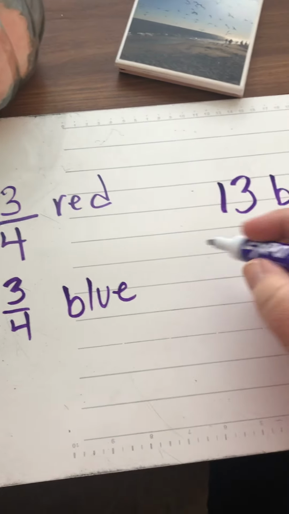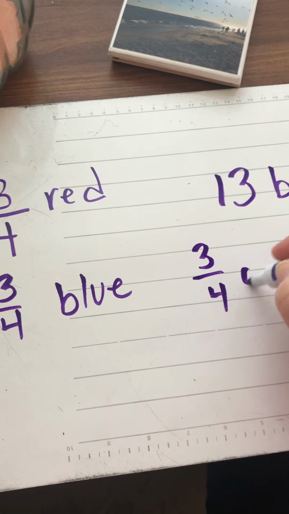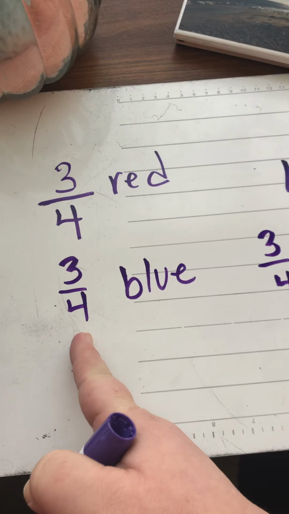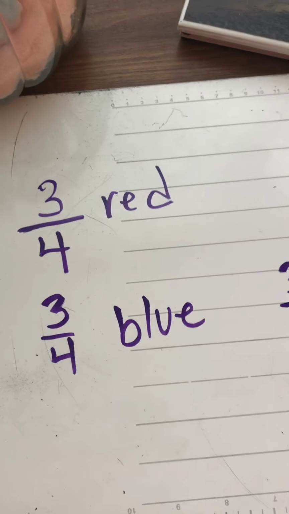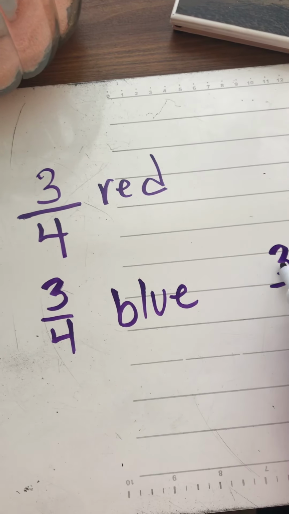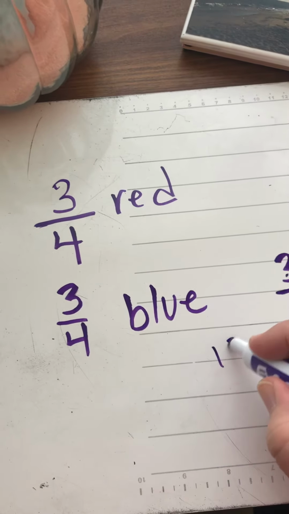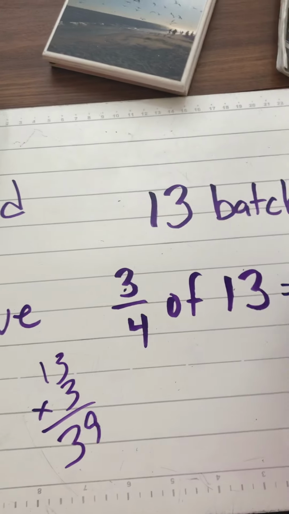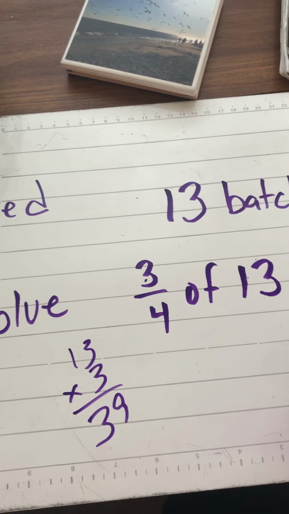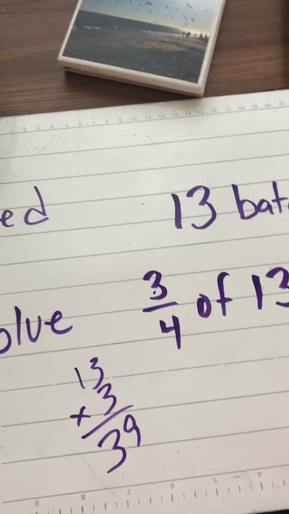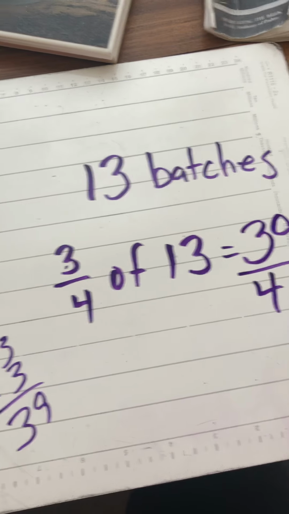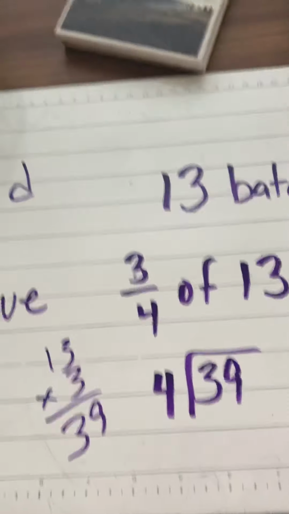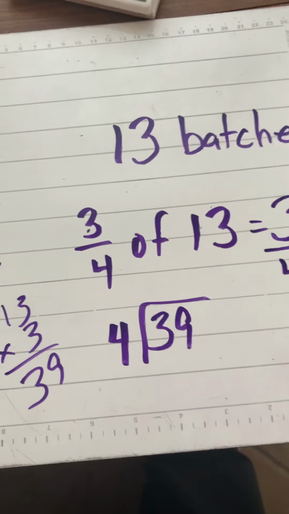So we're doing 3/4 of 13, and we're doing 3/4 of 13. So 13 times 3 gives us 39 if we multiply that. So we have 39 over 4. And then 39 over 4 is a division problem, remember? So 39 divided by 4.